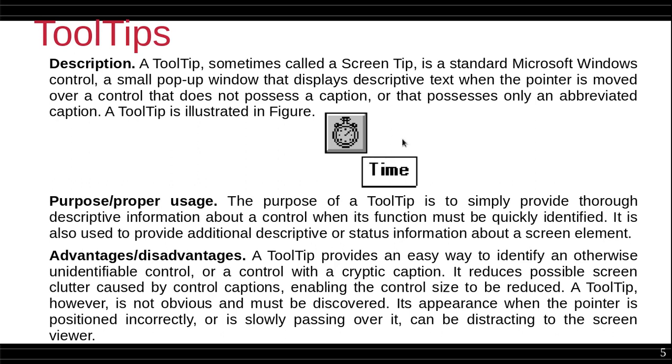Proper usage. The purpose of a tooltip is to simply provide thorough descriptive information about a control when its function must be quickly identified. It is also used to provide additional descriptive or status information about a screen element. Advantages or disadvantages, we discussed that. A tooltip provides an easy way to identify an otherwise unidentifiable control or a control with a cryptic caption. It reduces possible screen clutter caused by control captions, enabling the control size to be reduced.